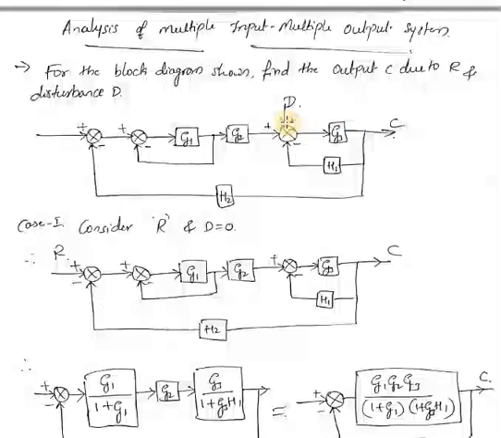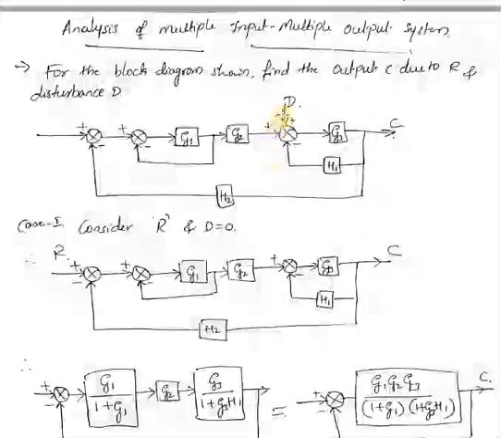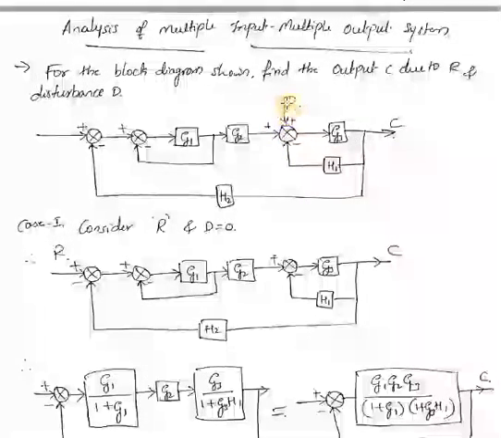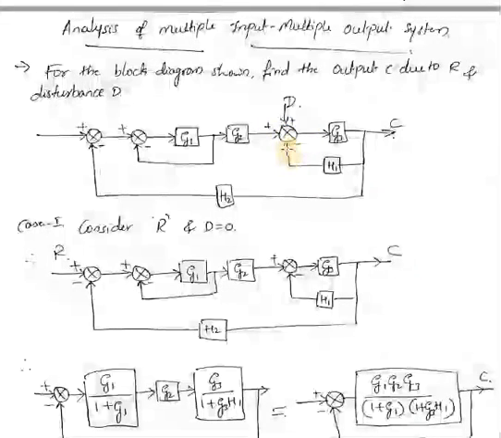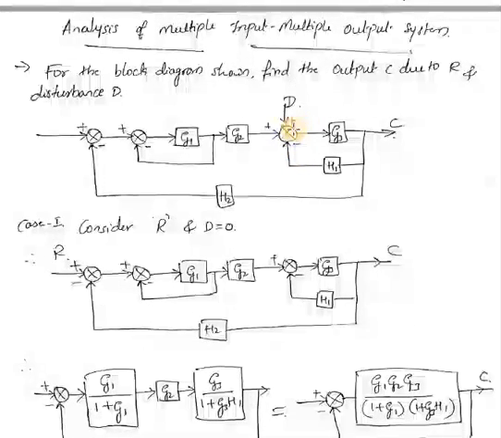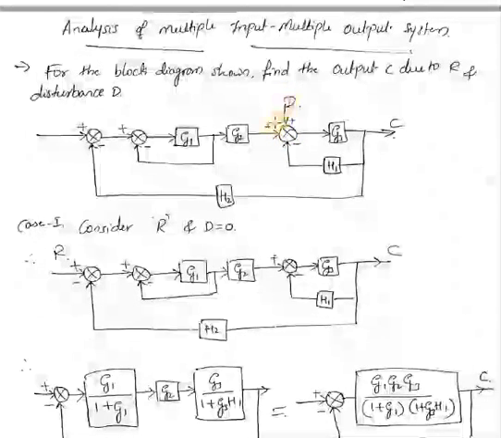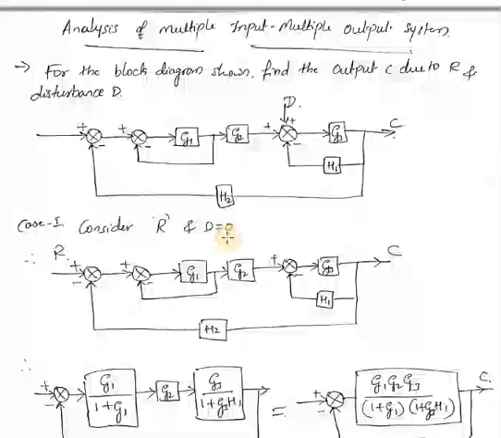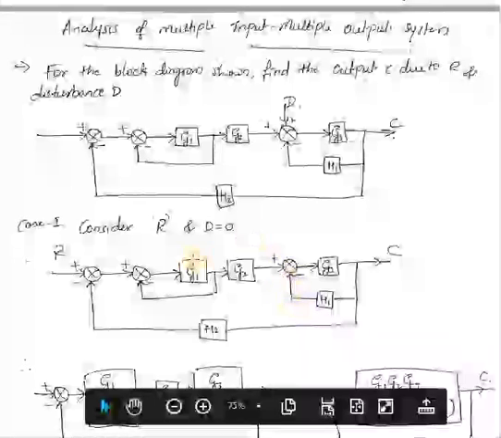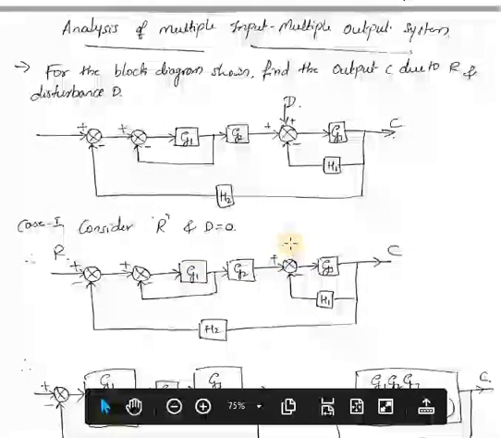In such cases, first you need to consider any one of the inputs. In the first case I will consider R as the input and suppress D, so that I can have a single input and single output system. So I will consider D as 0. Once you consider D as 0, you cannot directly eliminate this summing point, because at this summing point you have another signal coming in, the output signal. So you cannot eliminate the summing point, you can just ignore this input. So first case, consider R with D as 0. In that case your block diagram will become like this, where I have eliminated the other input D.